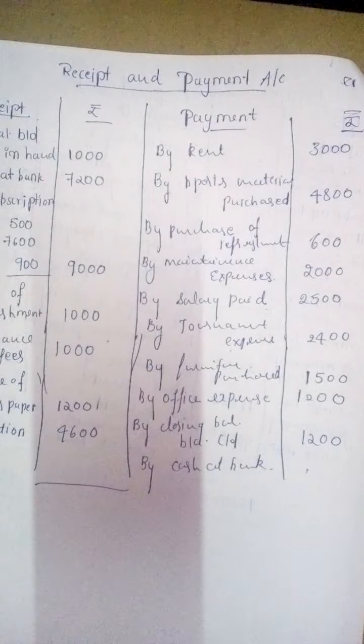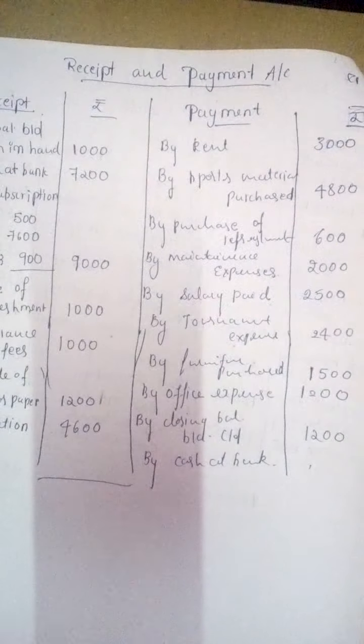Now let us calculate. 1000 plus 7200 plus 9000 plus 1000 plus 1000 plus 1200 plus 4000 plus 4600. What is the total? 25,000 is the total. So debit side is 25,000.